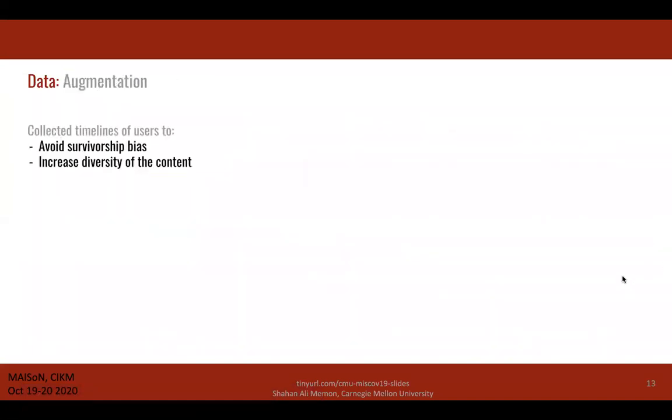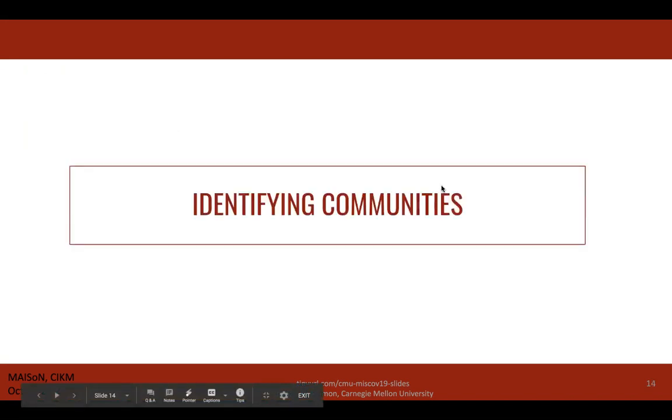Now, because our goal is to characterize communities and not detect misinformation, we also collected the timelines of users to augment our data. This also helps avoid survivorship bias in our dataset that may have been introduced due to windowing of the time period, and it also increases the diversity of the content. Given this dataset, as I already mentioned, we want to identify users into the two communities, in this case, informed versus misinformed users.